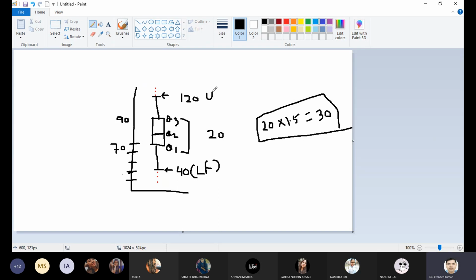So this is your upper fence. Any number which is above 120 or below 40 is considered an outlier. So these are called fences. These fences will tell you which numbers are within the normal range and which numbers are outside the normal range.